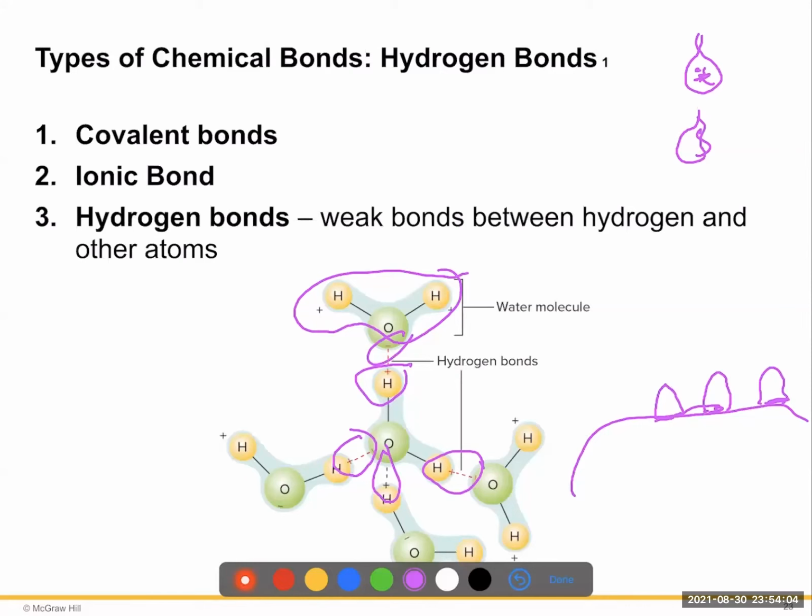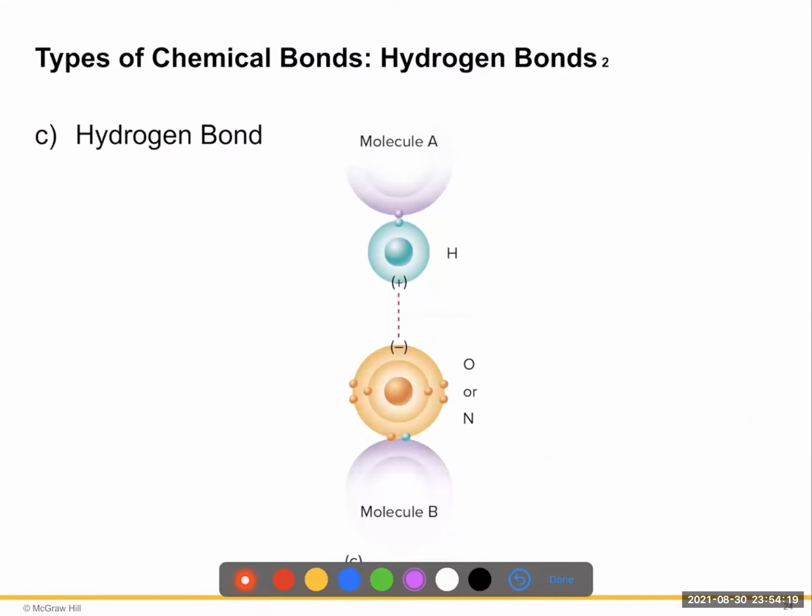They're not as strong as ionic or covalent bonds. Ionic and covalent bonds are very strong. Hydrogen bonds are not that strong, but they're strong enough to hold molecules together for certain purposes. And that's what's really important in microbiology, what we're going to do with water with hydrogen bonding. So here's your hydrogen bond.